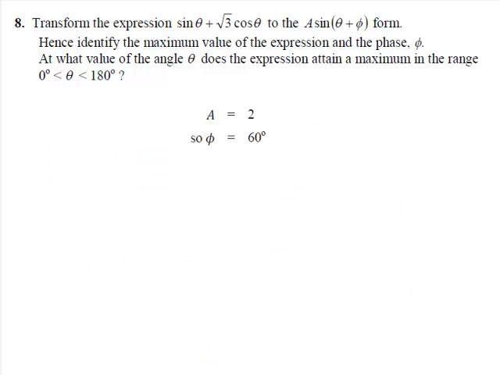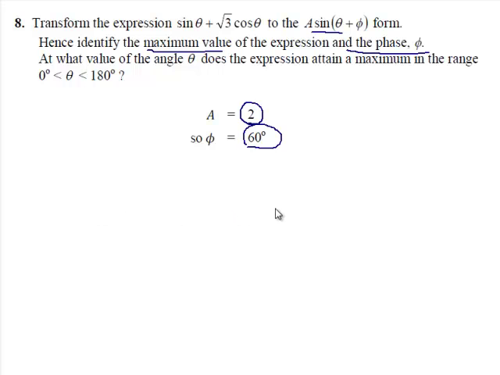Right, the second part of the question says identify the maximum value of the expression. Sine waves vary between plus 1 and minus 1, but we're multiplying by this amplitude, so that means the maximum value is going to be 2. It also asks us to identify the phase angle, which is 60 degrees.